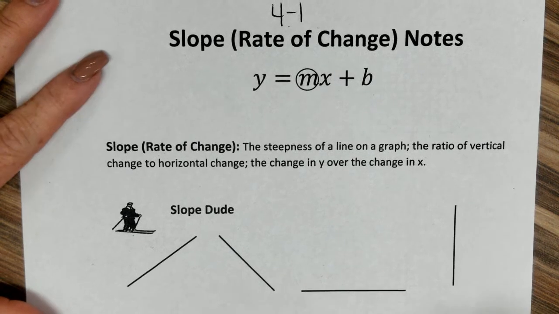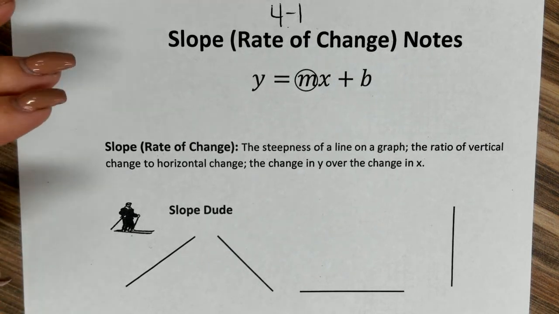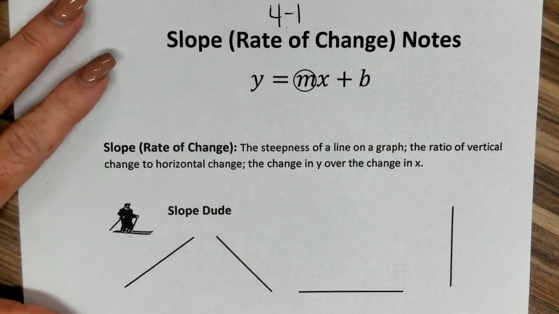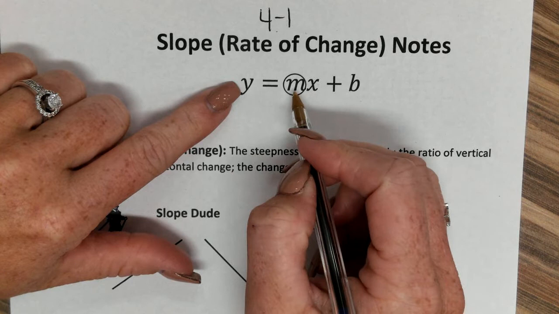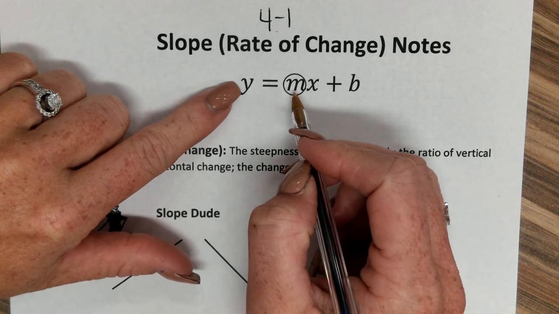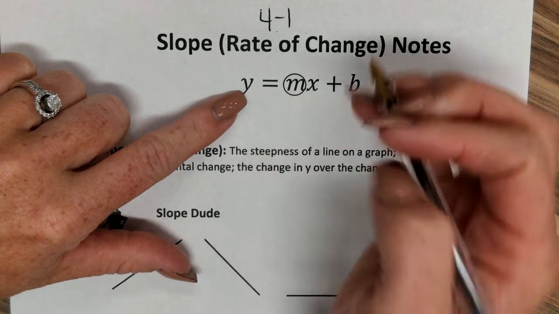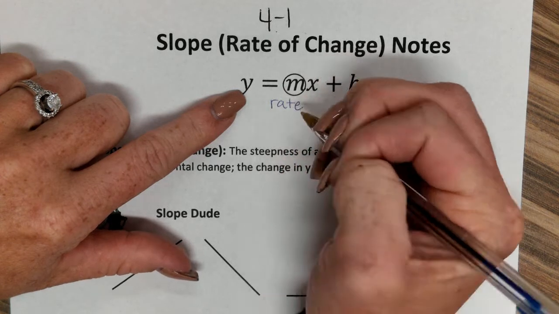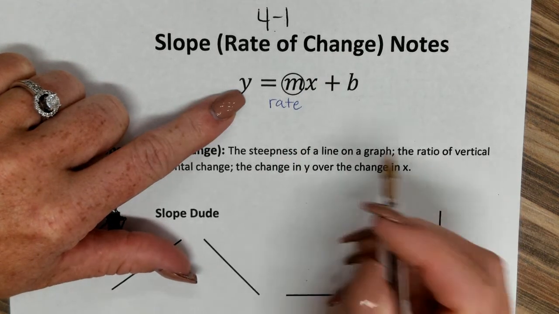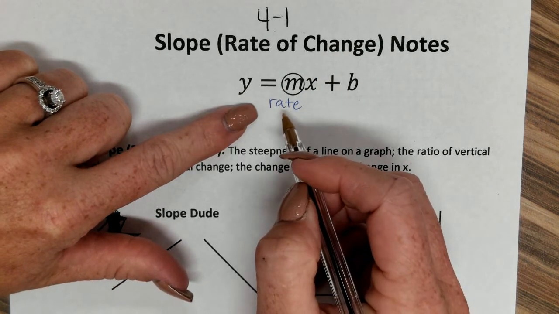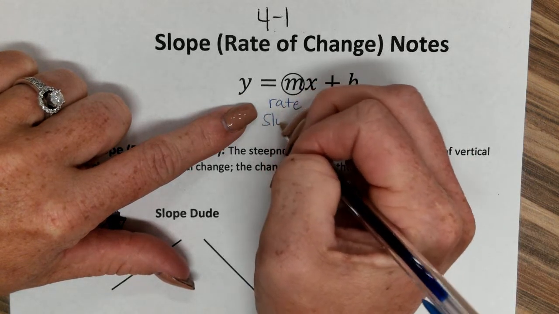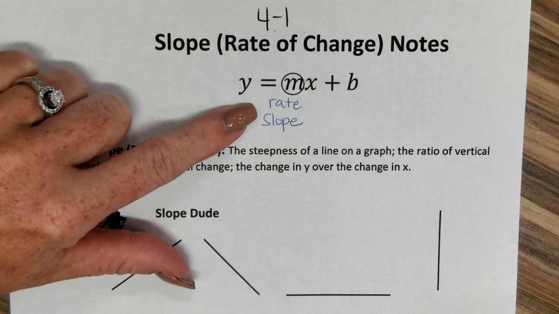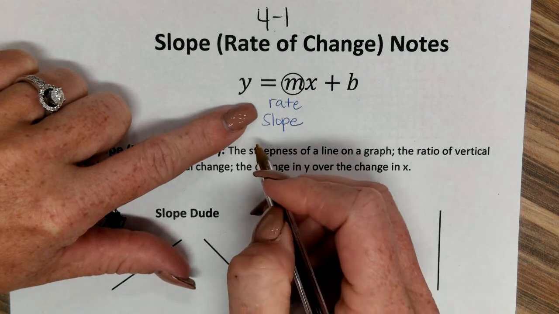Today we're going to learn about slope, which is also rate of change. All right, in y equals mx plus b, the m is the what? Eyes on the board. The rate. We learned this a few weeks ago. Rate is also known as slope. Rate is also known as what?